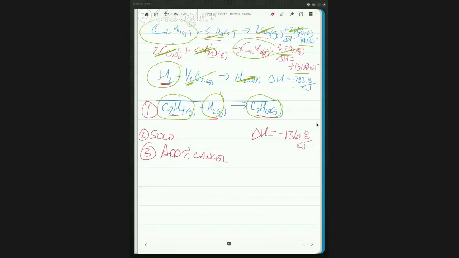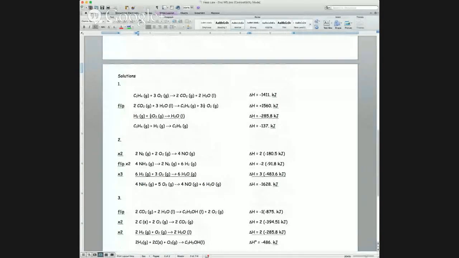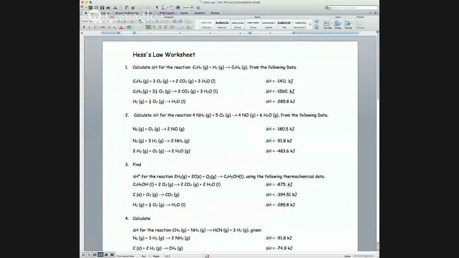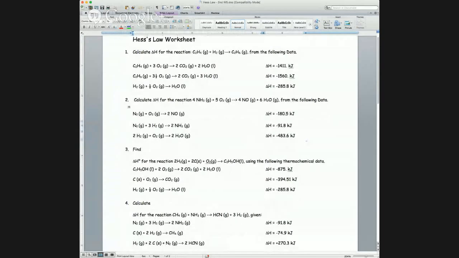So now that I have that answer, I'm going to go back to Hess's law and get off the bamboo paper, which has got to be driving you guys nuts because it's driving me nuts. And go to the Hess's law worksheet. For number 1, we had only flipped the second one right there. And then you add them together and you get negative 137. Perfect.